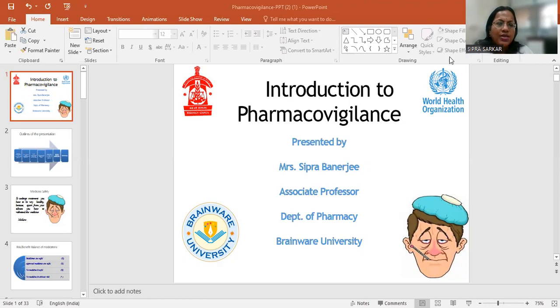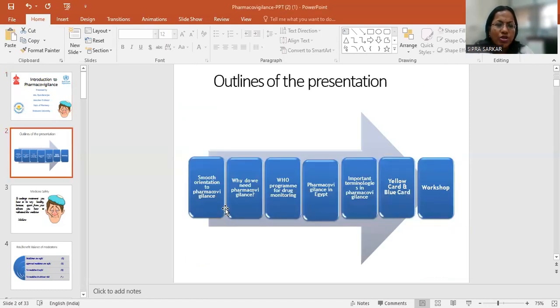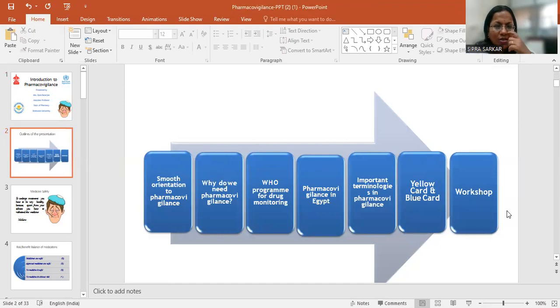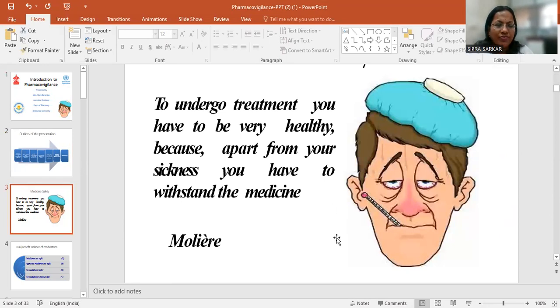So our topic is highlighted with the outline like this: a smooth orientation to pharmacovigilance. Why do we need pharmacovigilance? New programming for drug monitoring, pharmacovigilance in EG, important terminologies in pharmacovigilance, yellow card and blue card, and there are some question marks. So first of all, we should know about medicine safety.